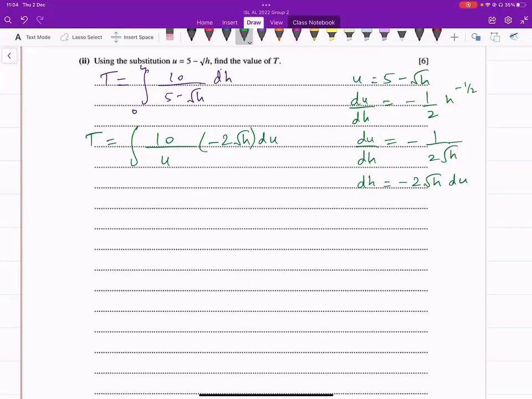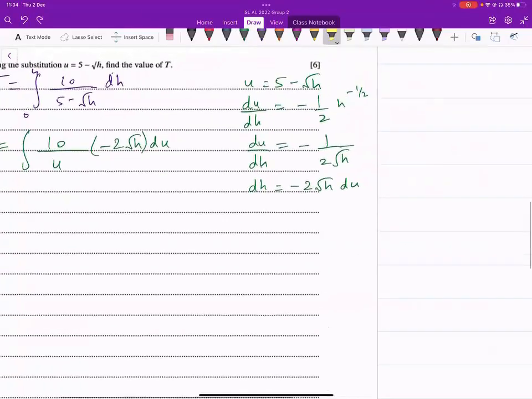ओके, इज दिस क्लियर? अब मसला ये है कि हमारे पास अभी भी एक h आ रहा है, इसको भी एलिमिनेट करना पड़ेगा. इसको कैसे एलिमिनेट करें? वी गॉट u इक्वल्स 5 माइनस स्क्वायर रूट ऑफ h. उससे हम क्या कर सकते हैं? वी कैन से स्क्वायर रूट ऑफ h इज इक्वल टू 5 माइनस u. तो स्क्वायर रूट ऑफ h को आप रिप्लेस कर देंगे 5 माइनस u के साथ, ताकि वो h एलिमिनेट हो. Is that okay? Yes.